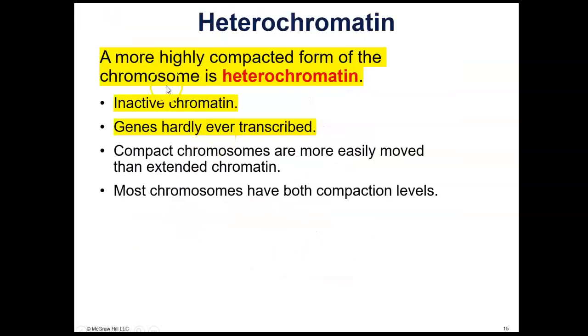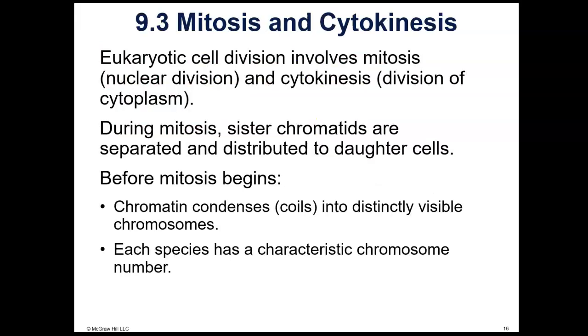Okay, and here are the notes on that. A more highly compacted form of the chromosome is heterochromatin, which is inactive chromatin, and the genes in heterochromatin are hardly ever transcribed because the DNA and the histone proteins are packed so tightly together.